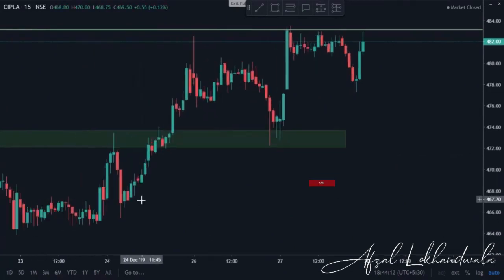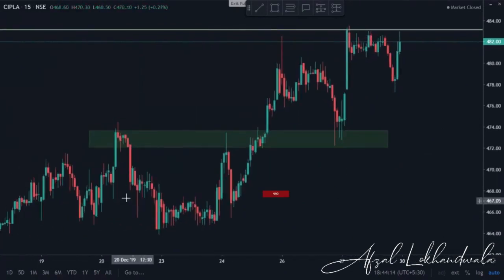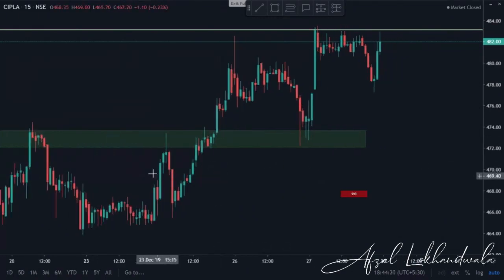Let me zoom out. The first rejection, it was here. The price hit this area with a good momentum and it fell down with an equal momentum. The area proved itself to be of good significance. Once again, when the price hit this area, this time it hit this area with smaller candles, with shrinking candles. We saw good upper wick rejection. This situation is what I love.